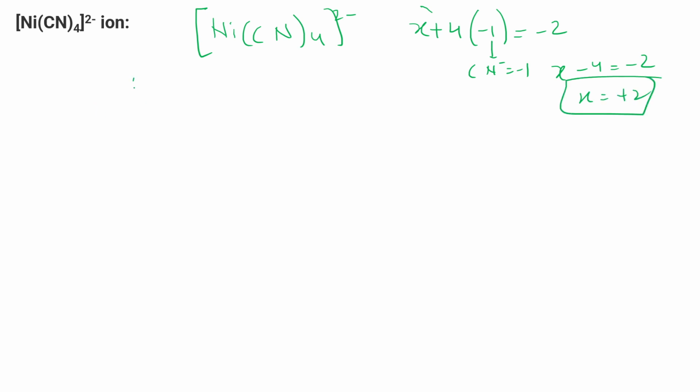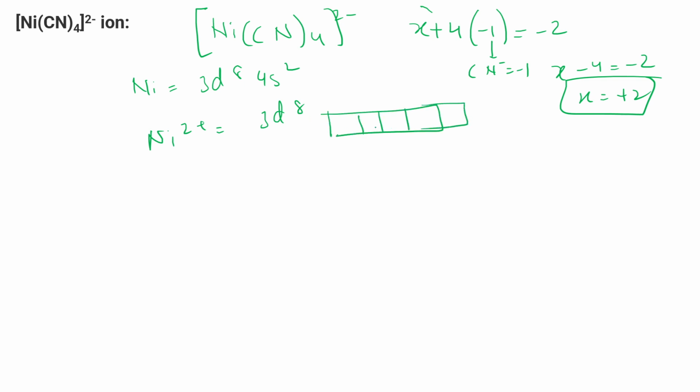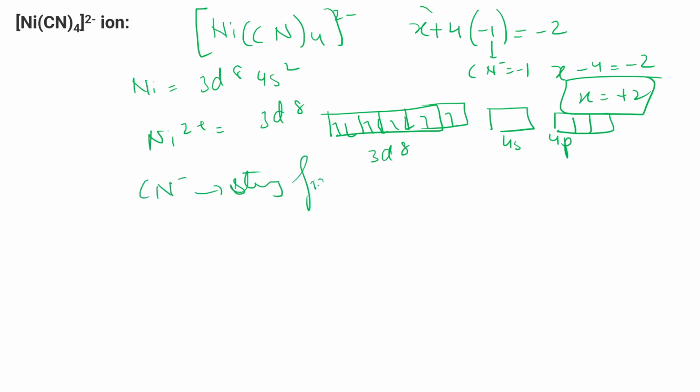So nickel has an electronic configuration of 3d8 4s2. Nickel 2+ has an electronic configuration of 3d8. How will you fill it? You will fill it like this: 1 2 3 4 5 6 7 8. 4s vacant, 4p vacant. Okay, 3d8. Cyanide is a strong field ligand now. What will cyanide do? Cause pairing.